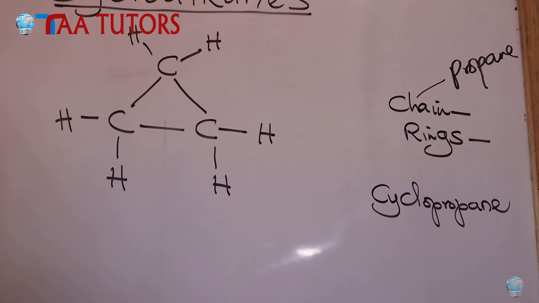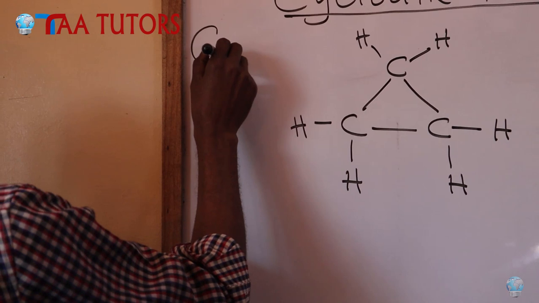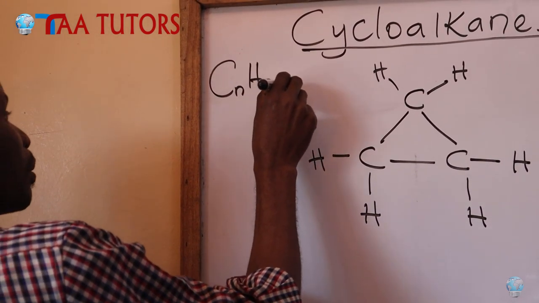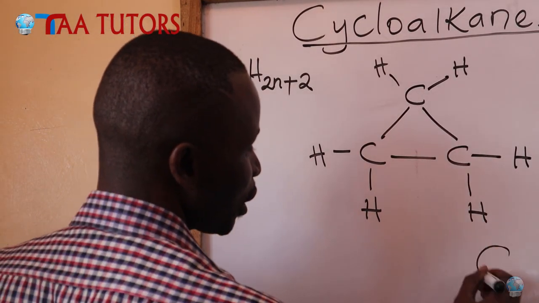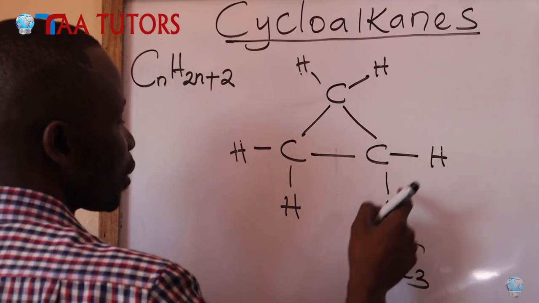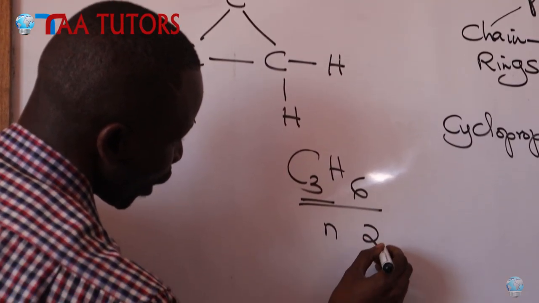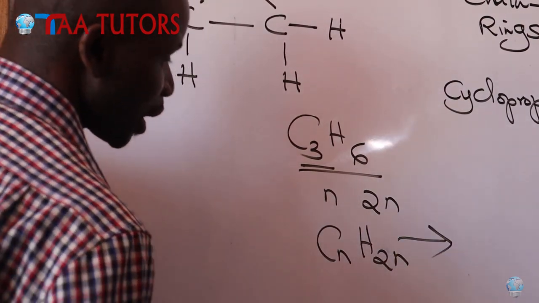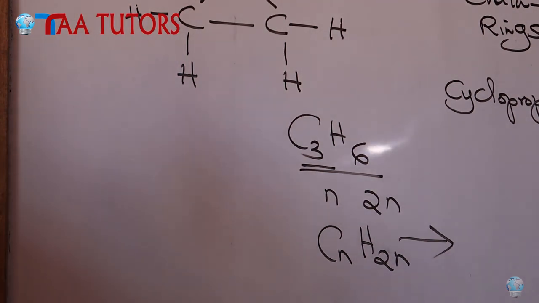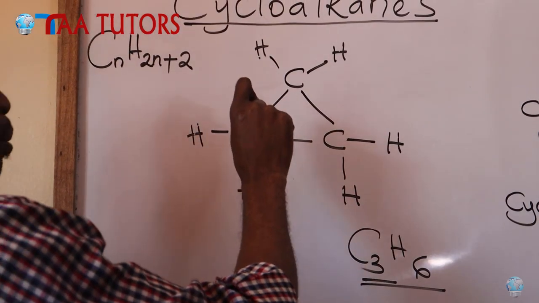There's something I want to invite you to understand, that we know the general formula of alkanes. Cycloalkanes are alkanes, but not isomers of alkanes. Why? The general formula of alkanes was CnH2n+2. But cycloalkanes, let's see. 1, 2, 3. C3. 1, 2, 3, 4, 5, 6. H6. You see, it is CnH2n. So if you have CnH2n, this is going to be alkenes. It means that cycloalkanes are isomers of alkenes. For example, propene is an isomer of cyclopropane.